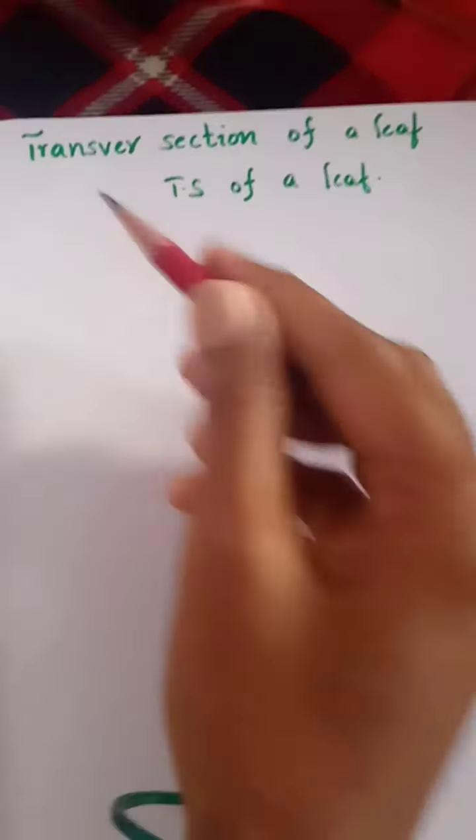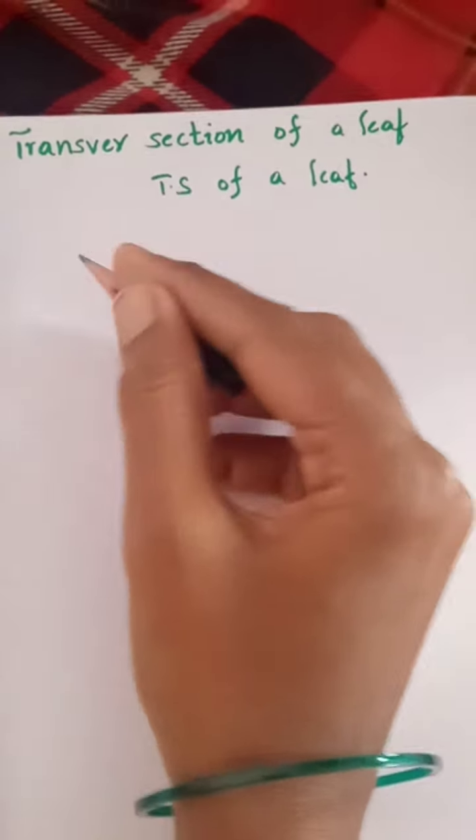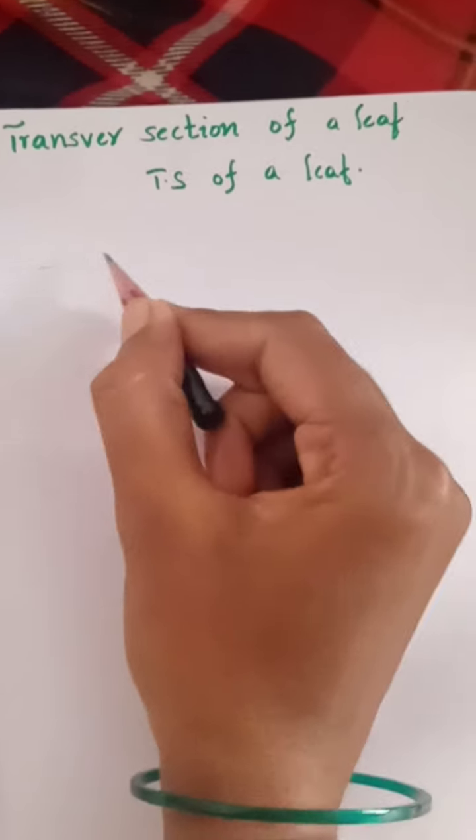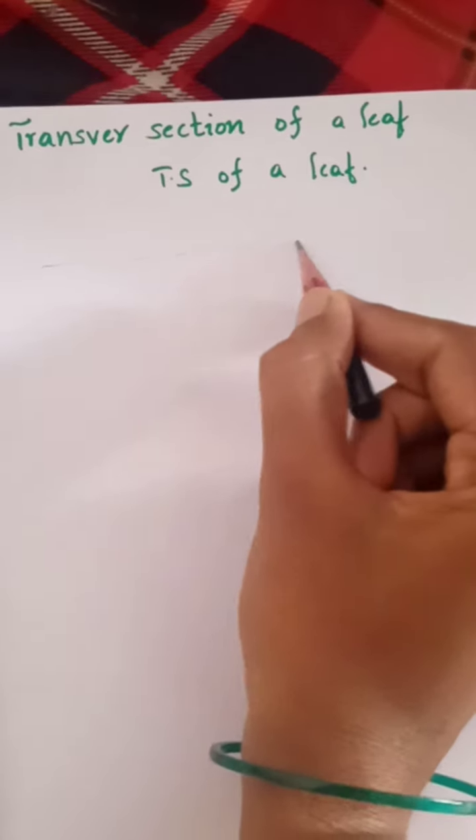Today I'm going to show you the diagram of the transverse section of a leaf. I think you all know that TS of a leaf, this TS full form is called transverse section. To draw this transverse section of a leaf, the children feel somewhat difficult. So how to draw this diagram in a simple way, I'm going to show you now.